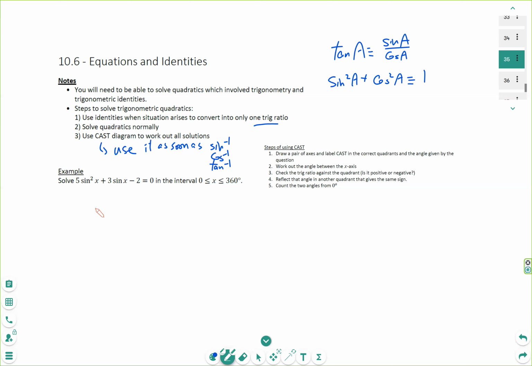So example in here, 5 sin squared x plus 3 sin x minus 2 equals 0 in the interval between 0 and 360. Now there is only one trig ratio, so in here you can use the quadratic formula or use a calculator straight away. This is actually a quadratic, called a disguised quadratic, which you've learned in chapter 2 of Pure 1. But if you want an extra step, you can write let y equals sin x. Then 5 sin squared x becomes 5y squared plus 3y minus 2 equals 0.